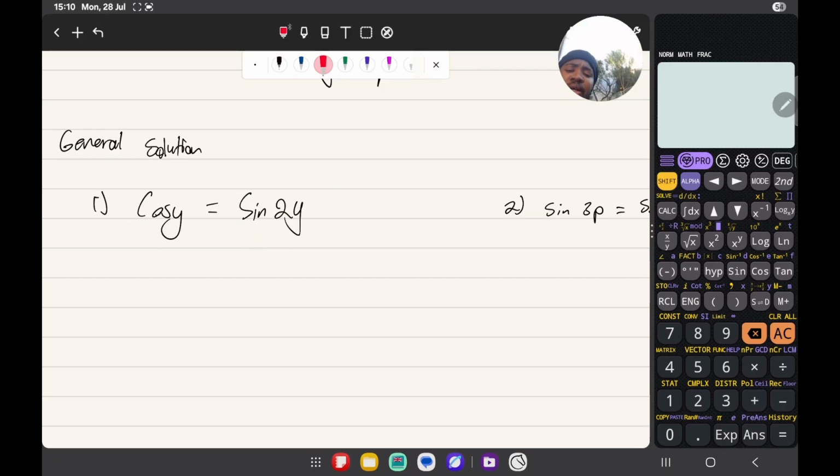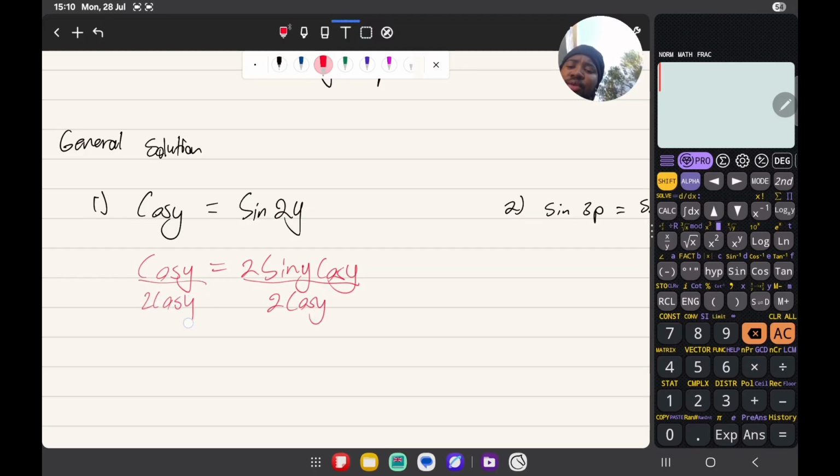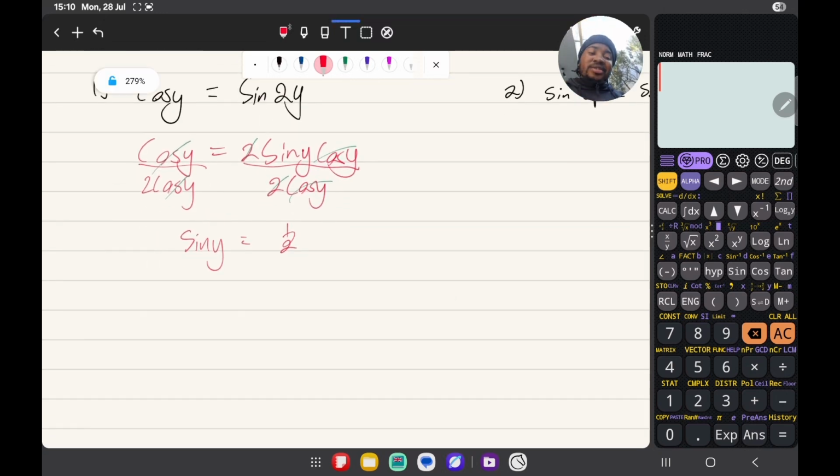So you see this one has cos y, and this also has cos y, so you can say cos y will be 2 sine y cos y. Then you divide by 2 cos y both sides. That means this goes, and all of the cos's and the 2's cancel each other. Therefore you have sine y equals 1 over 2, right? So you see where we are now.